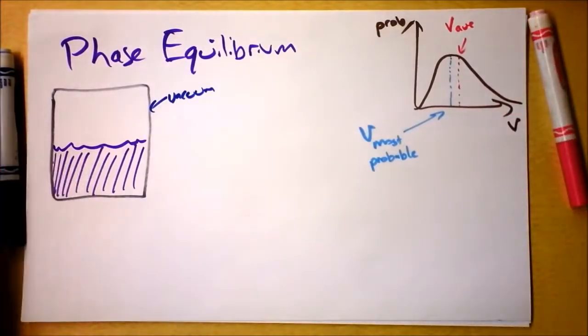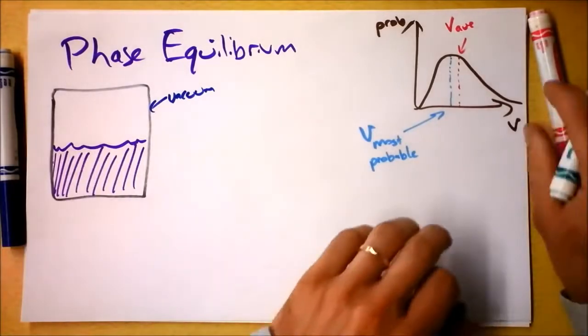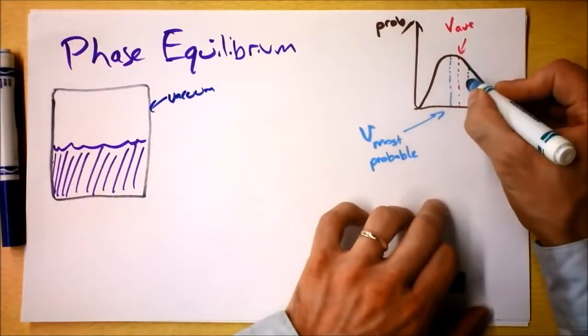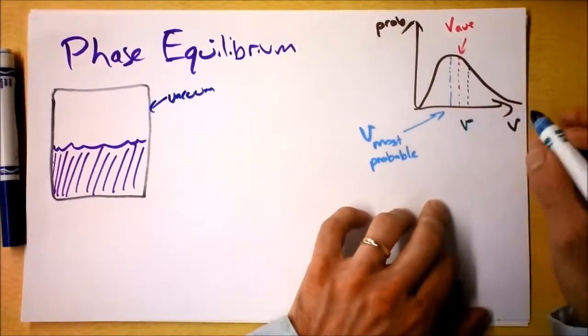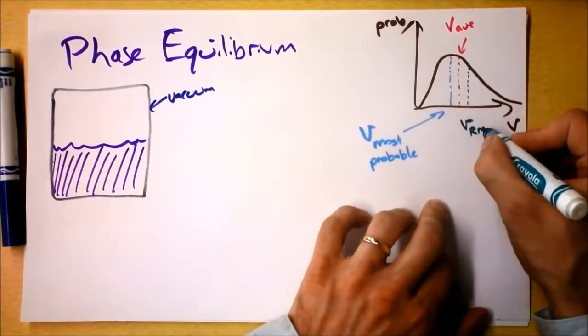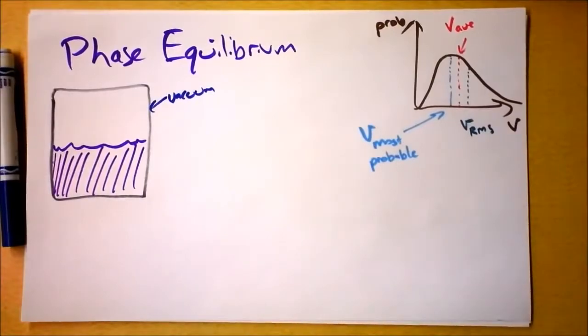And then I guess there's one more interesting speed, and that would be this idea of a root mean squared speed. And we'll talk more about this. This is going to be VRMS. Maybe I should go into that right now.